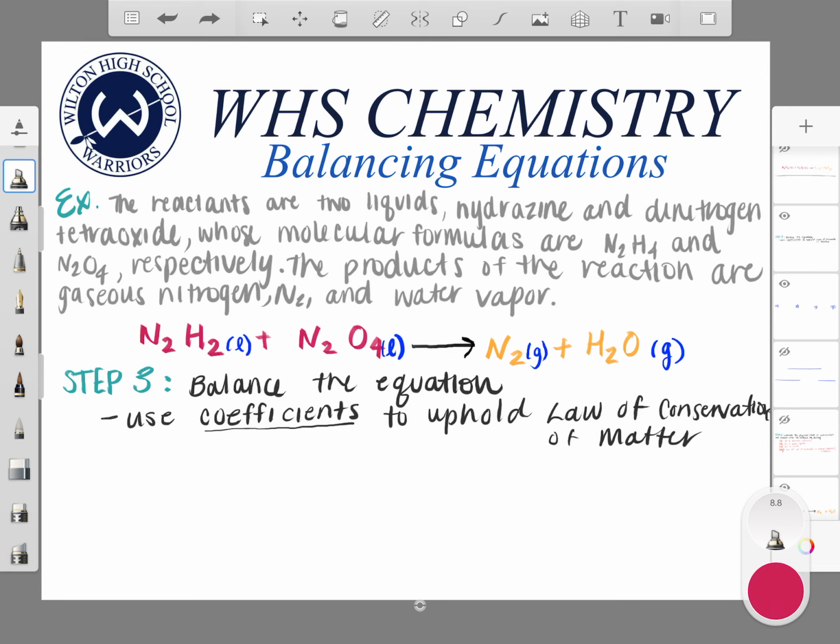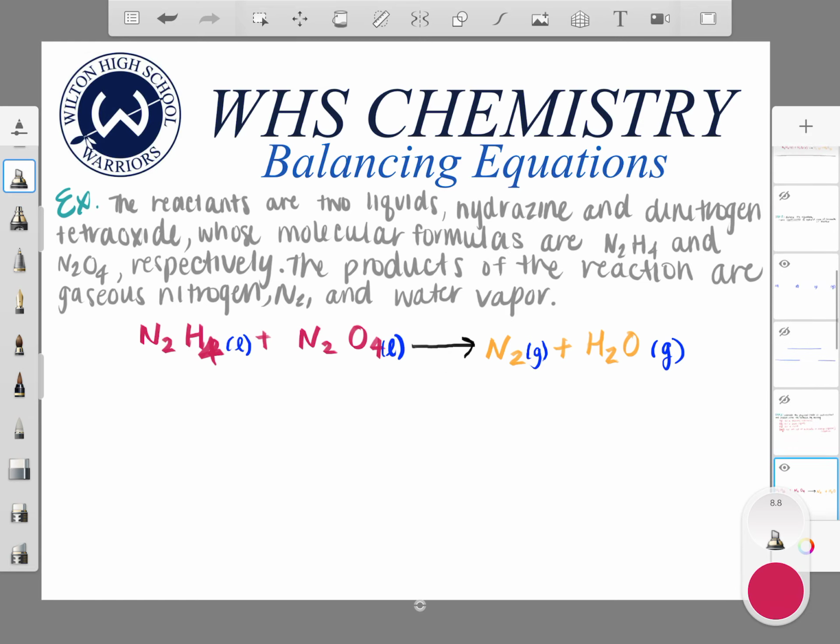So let's just fix, this should be an H4. Okay. So now that we know that in step 3 we have to balance it, let's go through and balance it step by step.